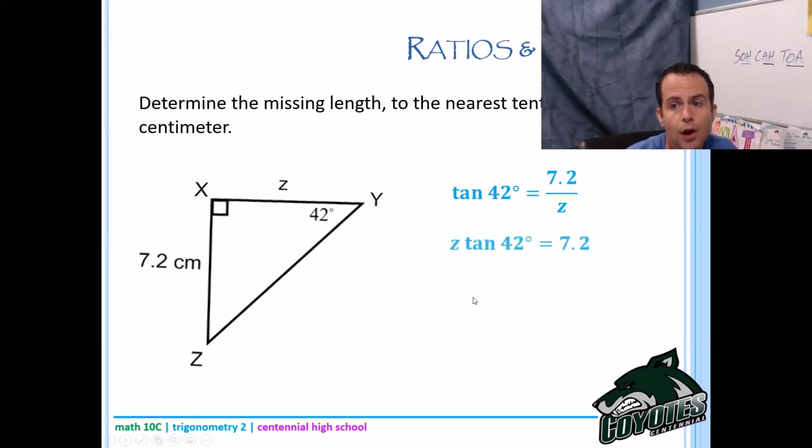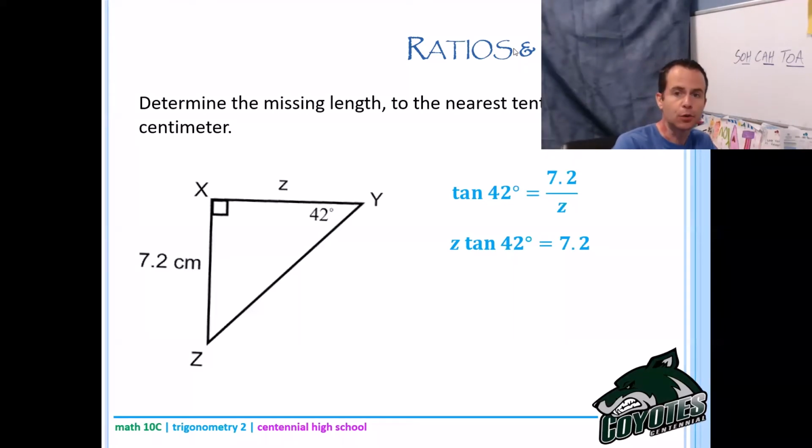Now, all that actually does is it gets my z onto the other side. So now I'm looking at z times tan of 42 equals 7.2. I didn't isolate for z there. I just got rid of the fraction so that it was a little easier to look at. So now the goal is going to be, we need to isolate for the z.